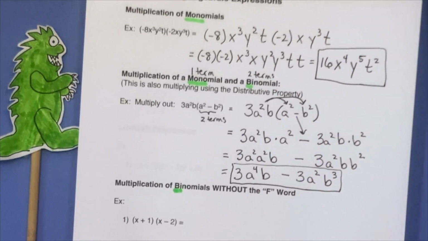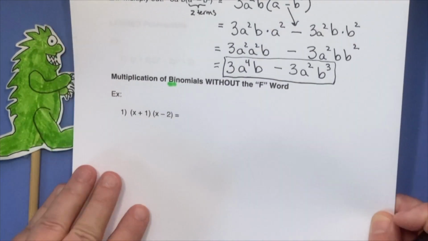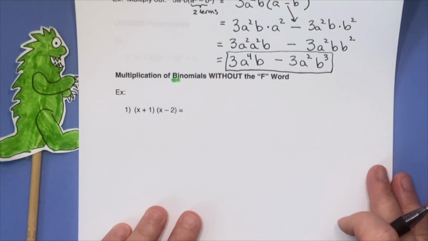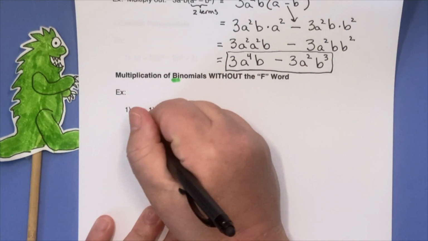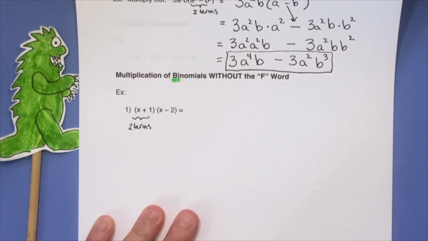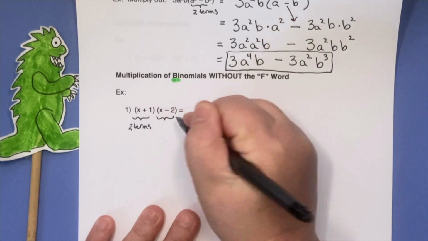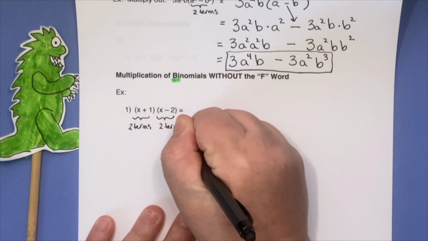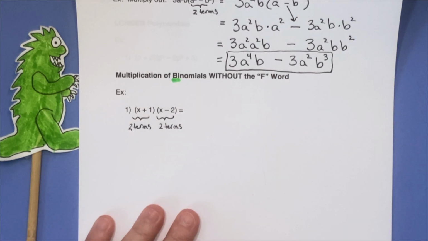So let's take a look here at what's going on. In my example, I've got x plus 1, that's two terms, a binomial, and x minus 2, which is also two terms. So now it's not as obvious what's going to happen. So this is what I'm going to recommend. Now, are there a million ways to do this? Yes, there are a billion probably ways to do this.